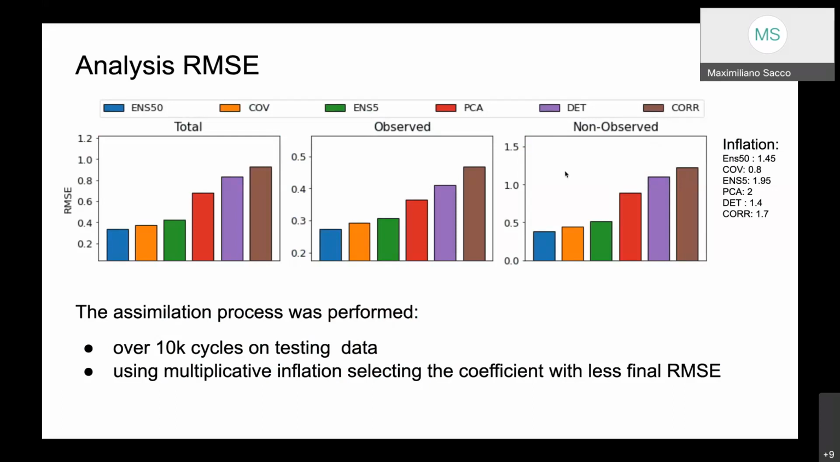And again, the error of the covariance method is impressive. It managed to beat the small ensemble Kalman filter, and it's even competitive with the 50-member ensemble.